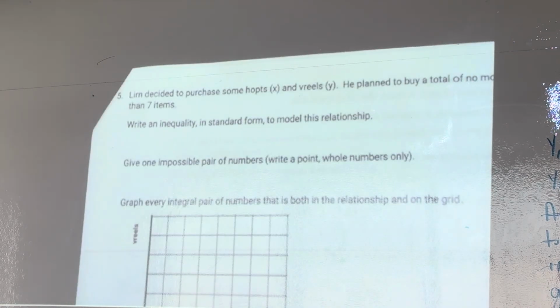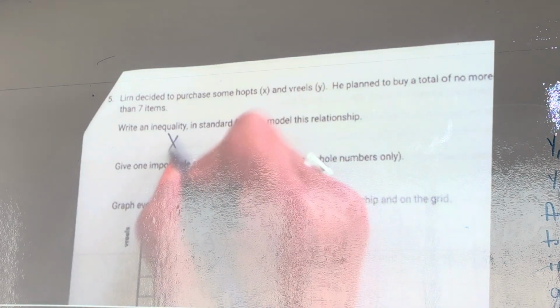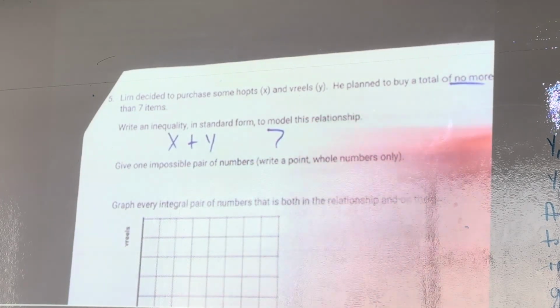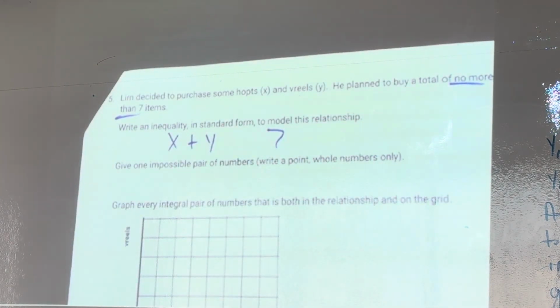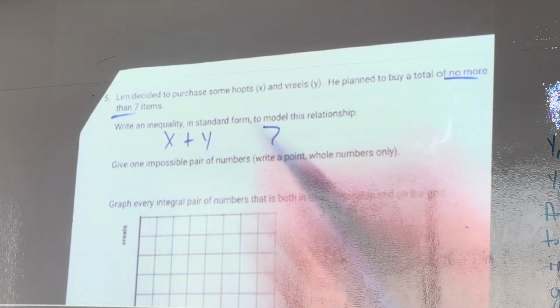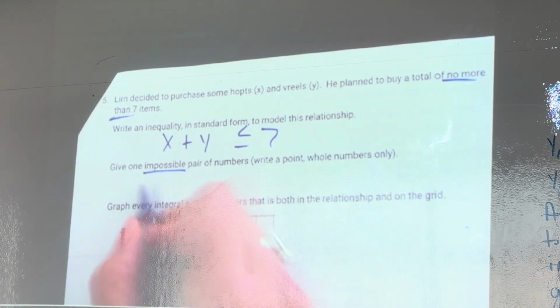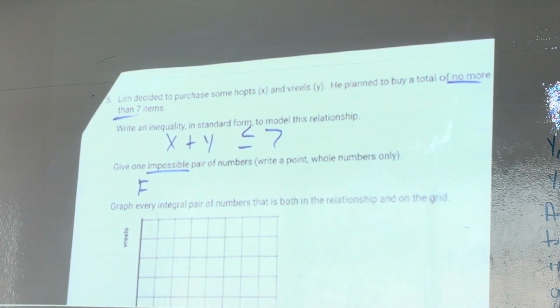Number 5. How many numbers do we have? 1. So x plus y is something to 7. No more than. What's the symbol for no more than? Less than or equal to. Okay? And I need one impossible. That would be false. And so 3 times 3. 3 and 3 would actually be a true statement. 3 plus 3 is, I was doing 3 times 3 though.